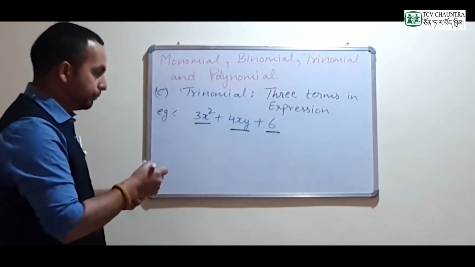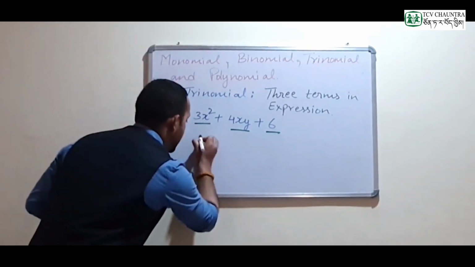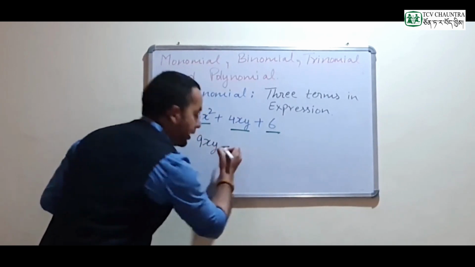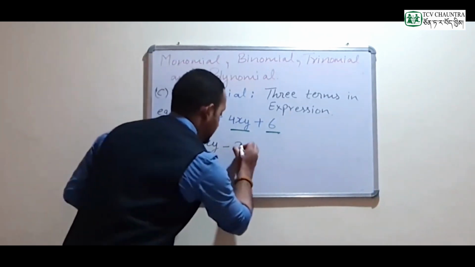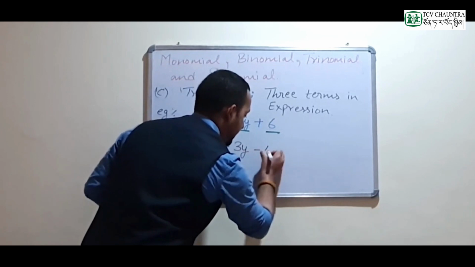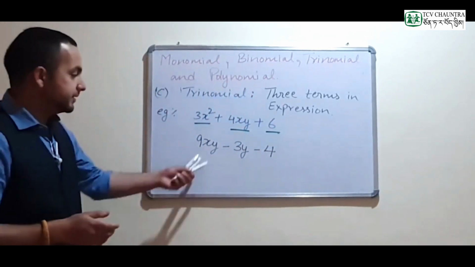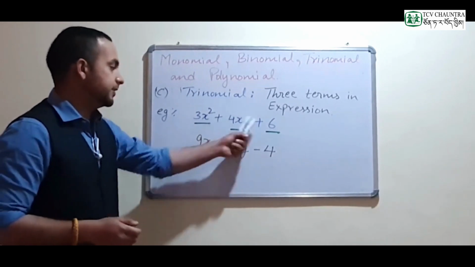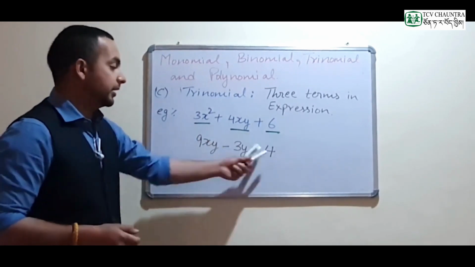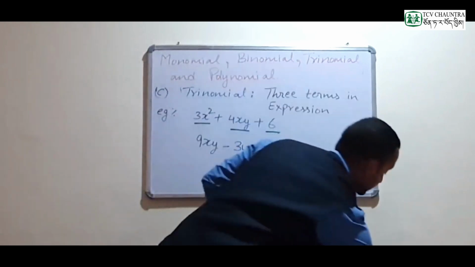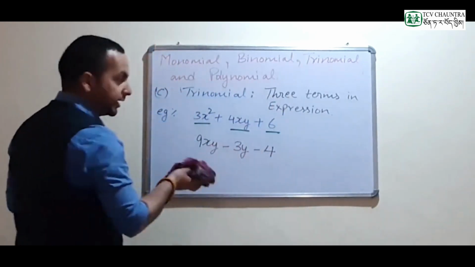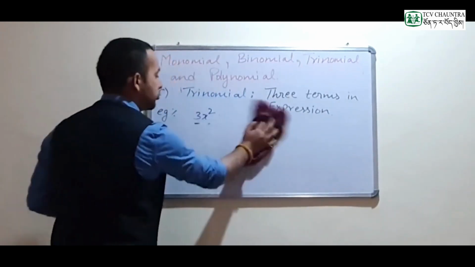Let's take one more example. 9xy minus 3y minus 4. This is also an expression, but here it is negative, right? Here it's positive, and here it's negative. So trinomial means three terms.